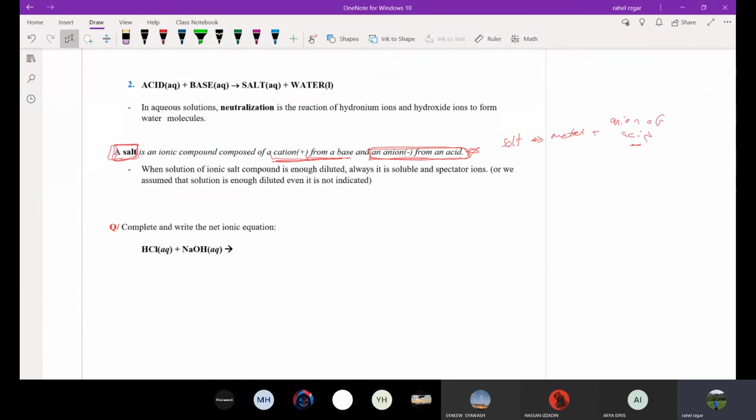What about the second one? The second one we had, if you remember from section 1, we said an acid and base can react together to form salt and water. What do we call this reaction? This type of reaction where acid and bases are reacting together, we call them neutralization.